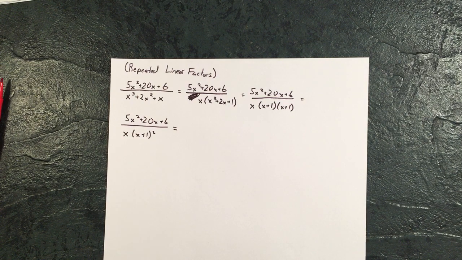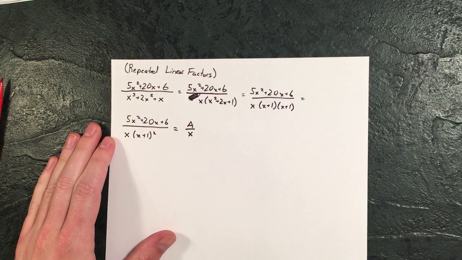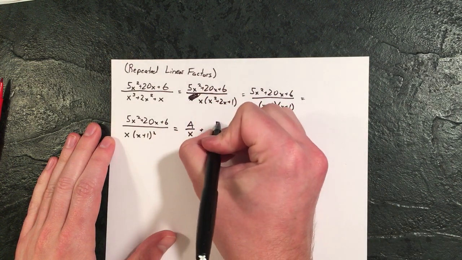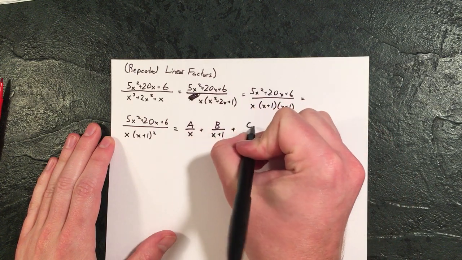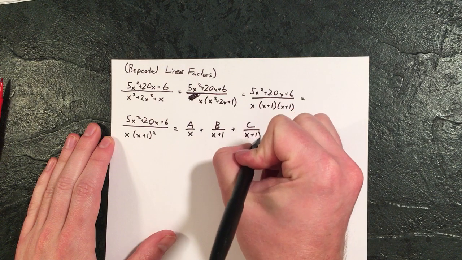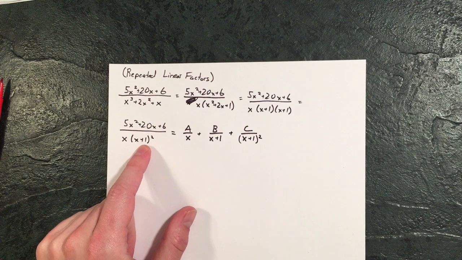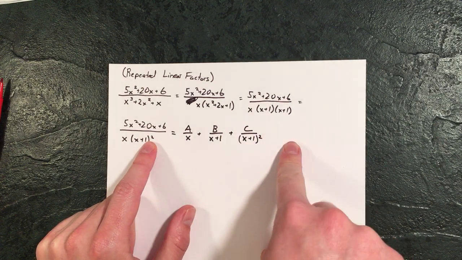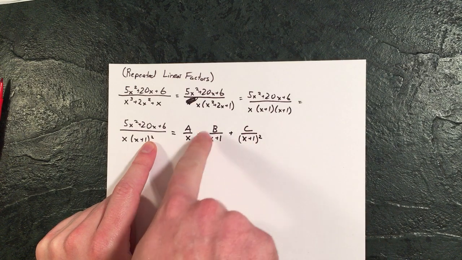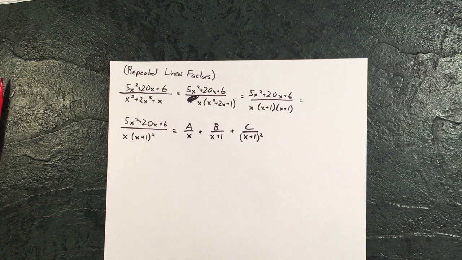And now if we're going through that same process as before, we could say this is like a over x plus b over x plus 1. And we're finally going to have one last term, which would be over the repeated factor. Let's say this was to the third power, we'd have another plus d over x plus 1 to the third. You keep going up powers higher and higher until you reach the one that you factored to.